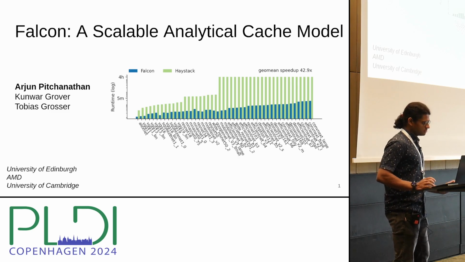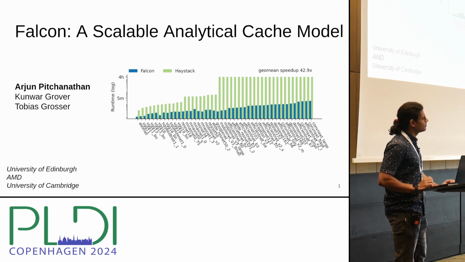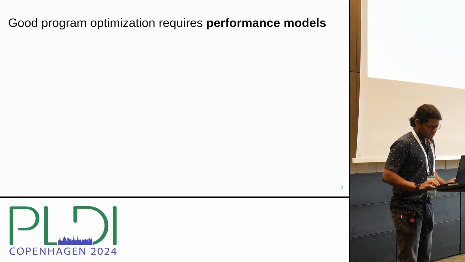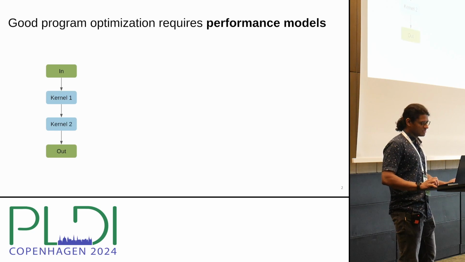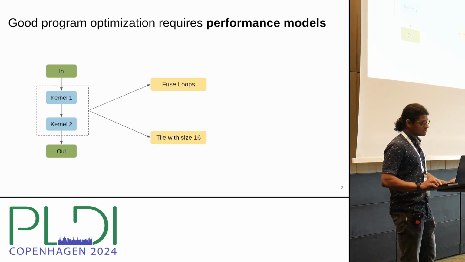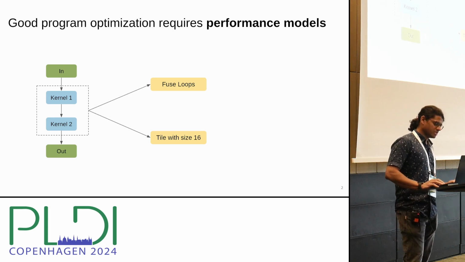Hi, I'm here to present Falcon, which predicts the cache performance of a given program quickly, accurately, and incrementally as you update the program. Okay, so why do we even want this? Well, if you want to optimize some program where, let's say, there's some two kernels that the input goes through, and you're considering which of two optimizations to apply, like maybe either fusing or tiling, you need some kind of cost model which allows you to pick the better one.